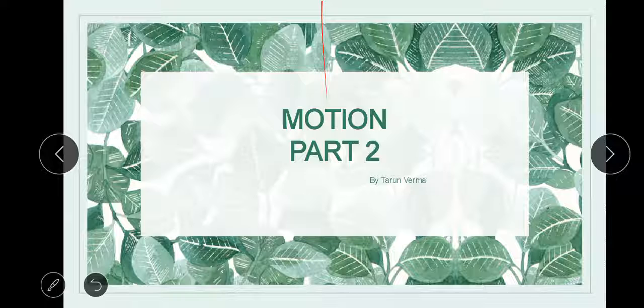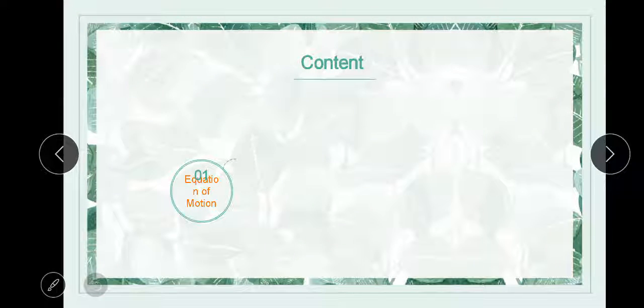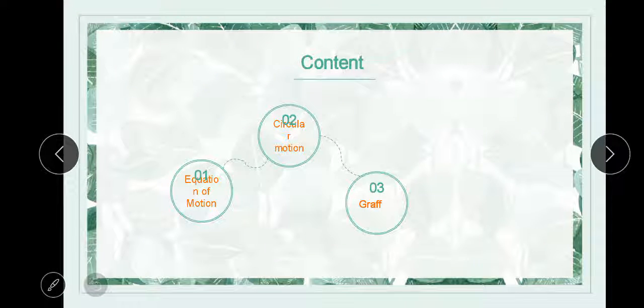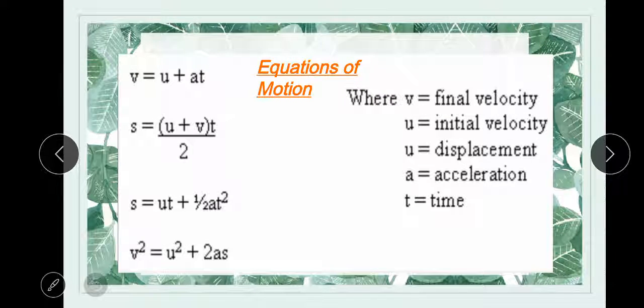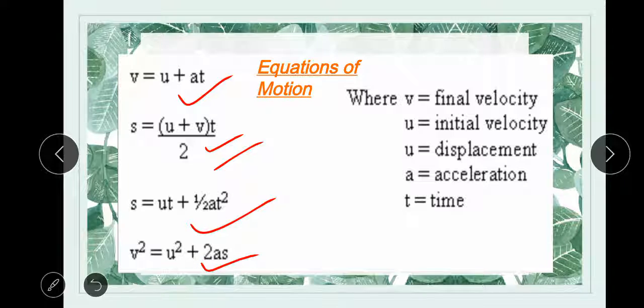Here the main content of our topic is equations of motion, circular motion, graph and numericals. Now let us start with equations of motion. There are three important equations of motion. The first one is v = u + at. The second one is s = ut + ½at². This is the non-simplified or non-standard form. And the third one is v² = u² + 2as.